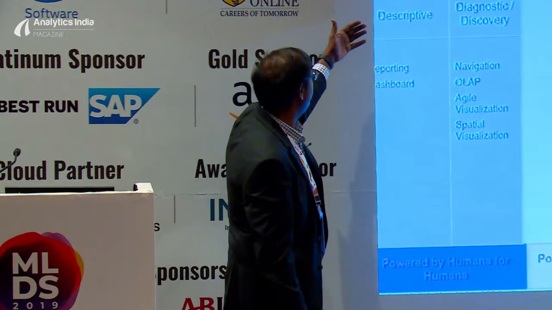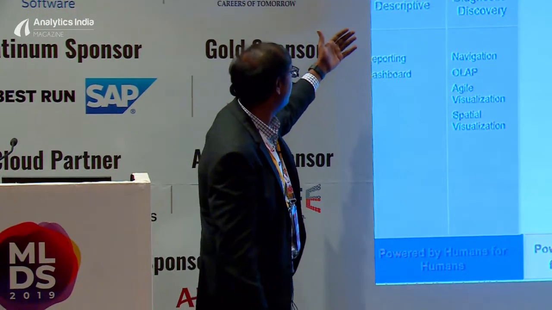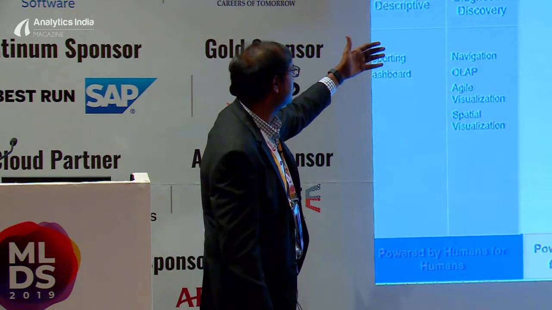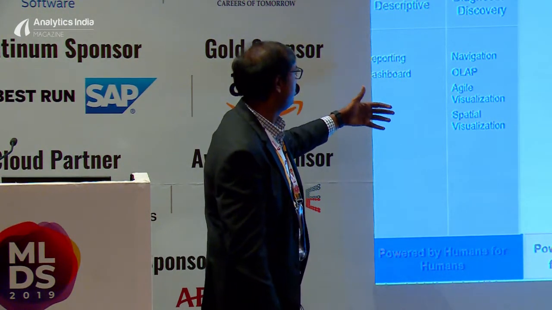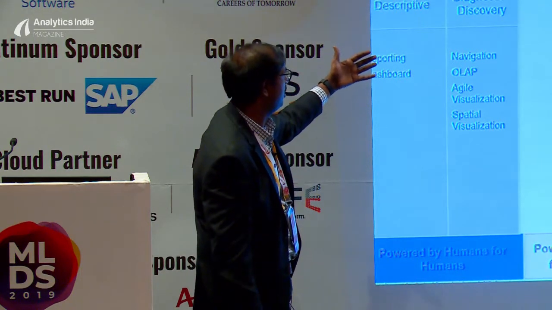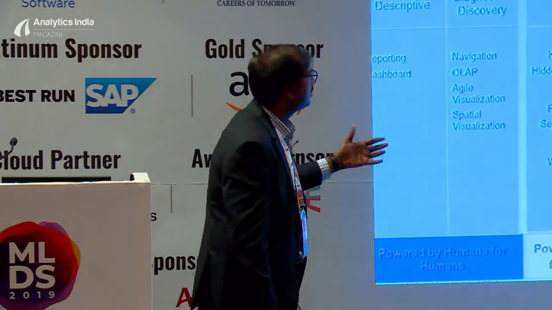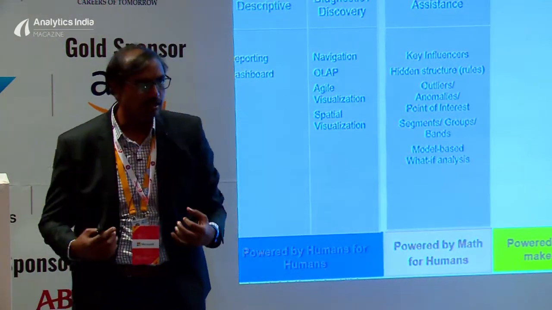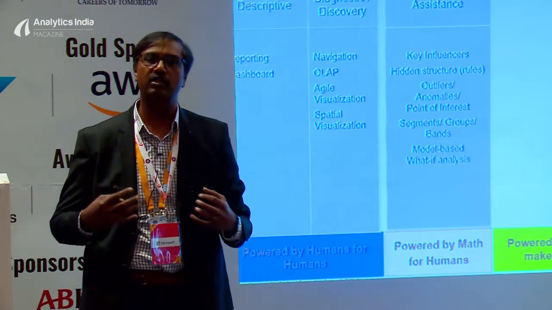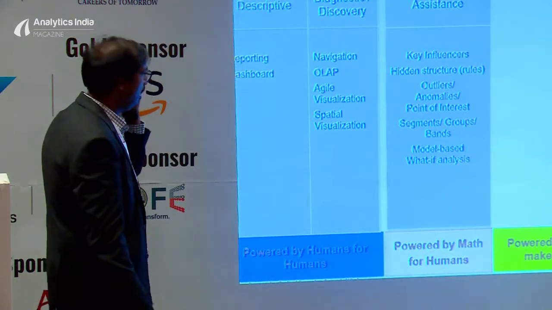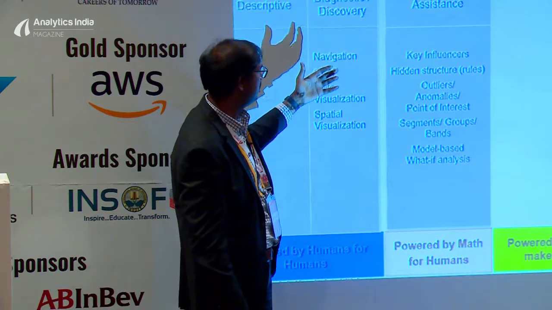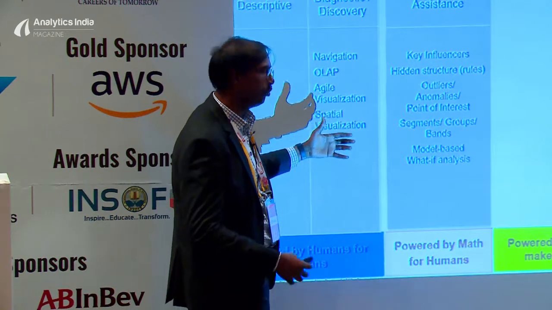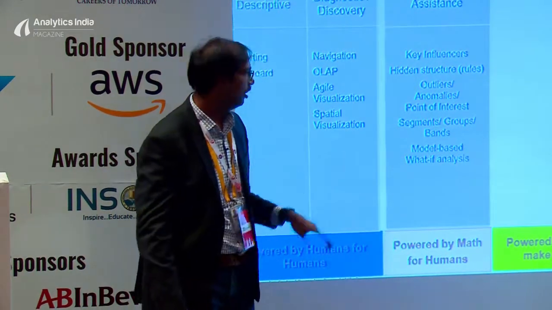So here, when you say analytics, it's more of descriptive analytics, like reporting, dashboarding, and all those things, and the diagnostic data discovery, like visualization and spatial visualization, navigation, all those things come here, right? And next, augmented analytics is basically assisting the users, right? How a system can sit underneath and assist the users in finding the insights automatically. So there are some key influencers, hidden structures, outliers, and model-based what-if, right? So we'll talk more on this today, right?